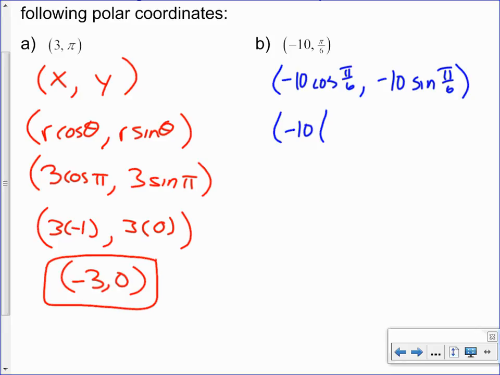Cosine pi over 6. Sine pi over 6 is 30 degrees, right? So sine is 1/2 at 30. Times 1/2. So 2 goes into 10, 5 times, and it's negative, so negative 5 root 3, comma, negative 5.